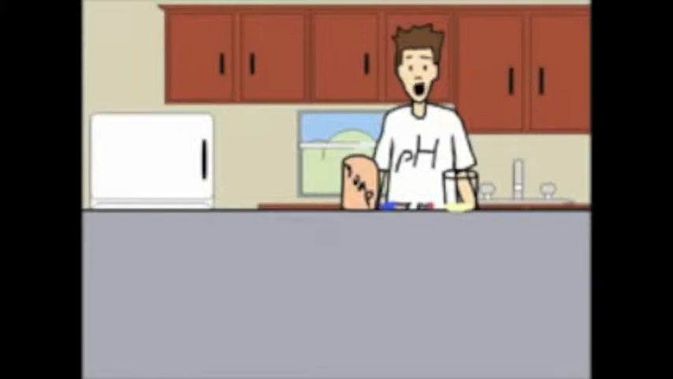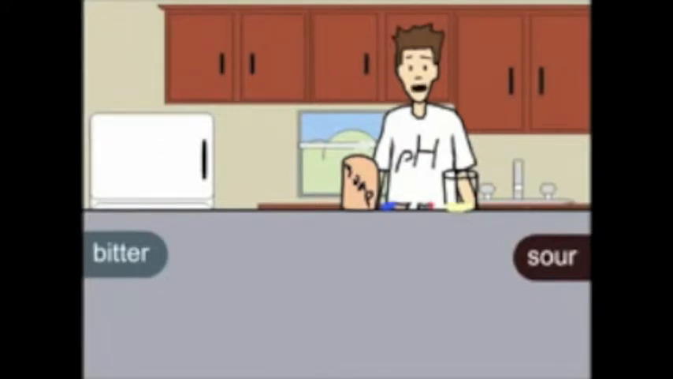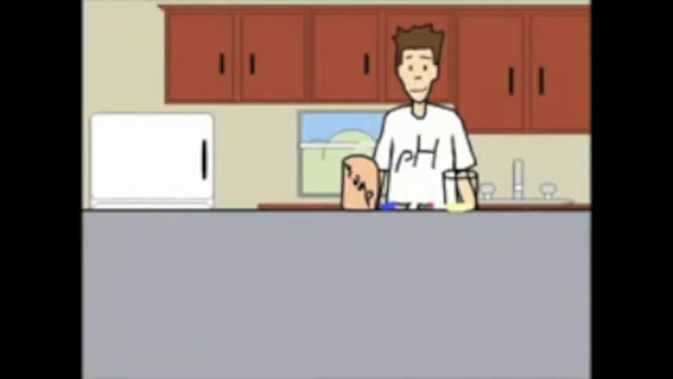Acids and bases also have specific properties you can identify them by. Acids, like this lemon juice, are sour, and bases, like this soap, are bitter. Soap is also slippery, which is another property of a base. Although these are safe to eat and touch, most acids and bases you wouldn't want to taste or touch, because they could be dangerous to your body.